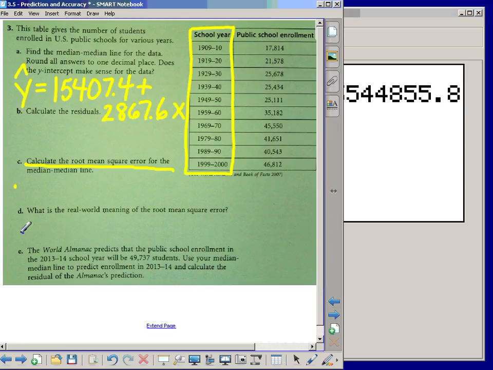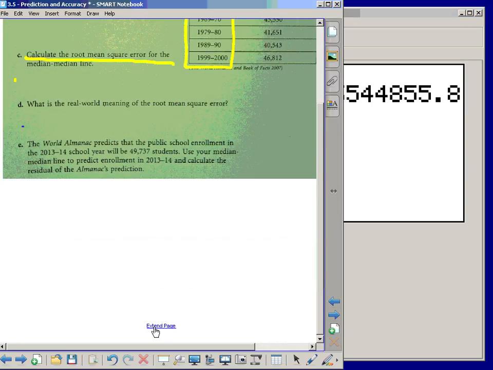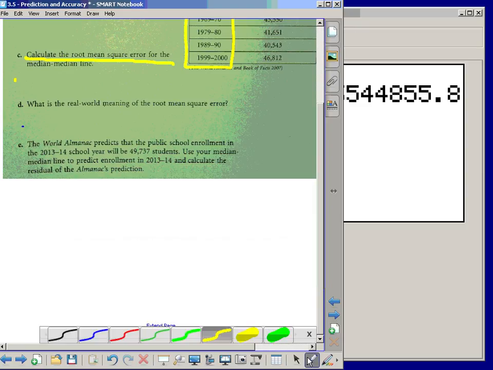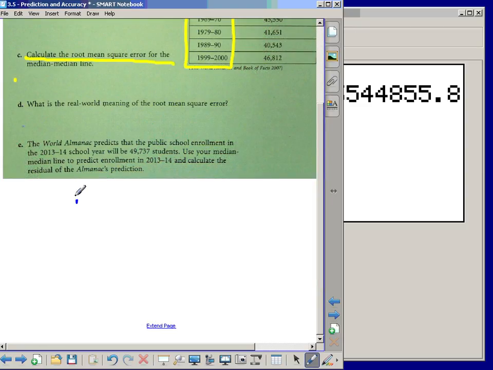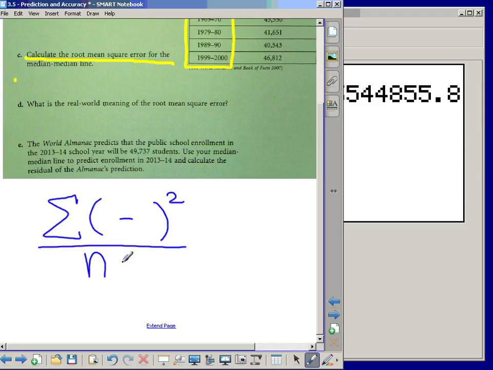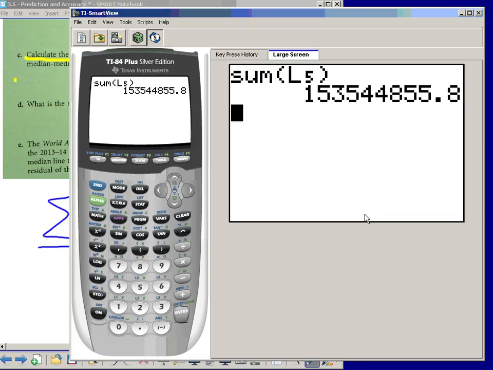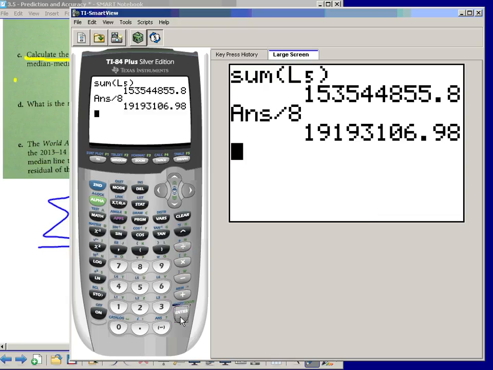We know from class that the mean portion of the root mean square error actually finds the sum of all of those differences squared and divides by n minus 2. Very important there, the n minus 2. N minus 2 in this case, since there are 10 data points, would be 8. So all we need to do at this point is we have all of our squares added together. We divide by 8. Enter.